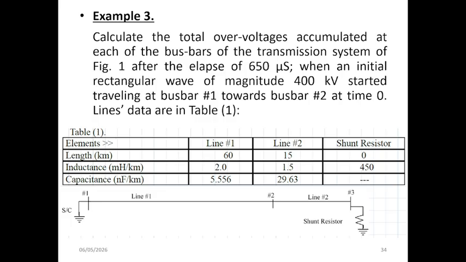This is another example. This example focuses on the calculation of transient overvoltage in a transmission system following the injection of a traveling wave, specifically a rectangular voltage wave with a magnitude of 400 kilovolt launched from busbar 1 toward busbar 2 at time 0, and the objective is to determine the accumulated overvoltages at each busbar after 650 microseconds.